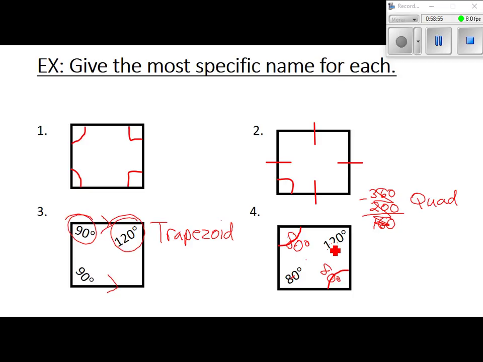If it's not a parallelogram, it can't be a square, rectangle, rhombus, can't be any of those. But it could still be a trapezoid or a kite. To be a trapezoid, 2 of the sides have to be parallel. Well, it looks like those 2 sides, because this angle's 80, that angle's 80, are probably parallel.